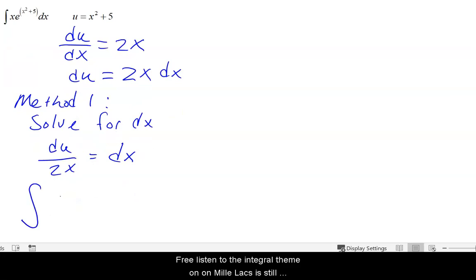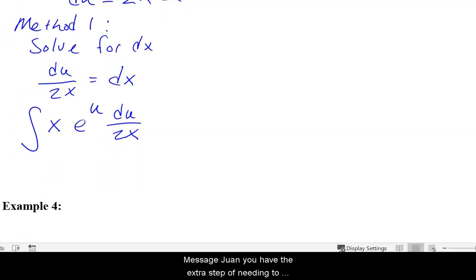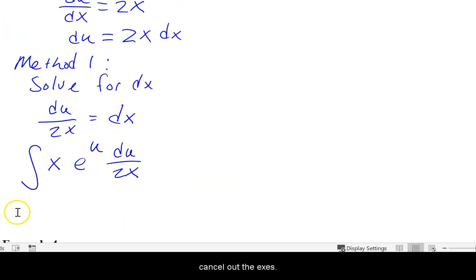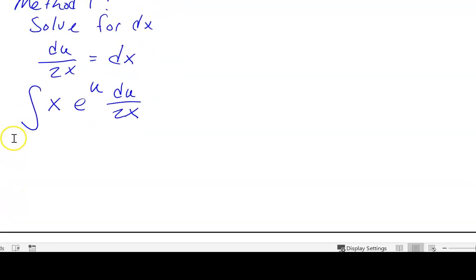Putting this into the integral, the monomial x is still present. It is not a part of dx, and it is not a part of u. Then I replace x squared plus 5 with u in the exponential function factor. I replace the differential dx with what I found here in method 1. That is du divided by 2x. For method 1, you have the extra step of needing to cancel out the x's. Once we have the x's here, we can cancel those out. That should lead to the following.